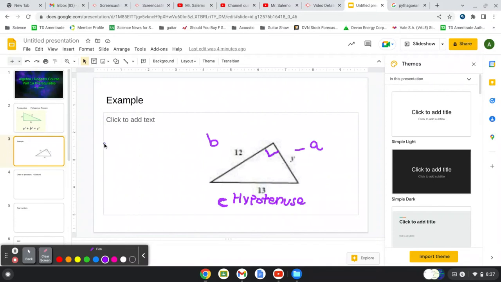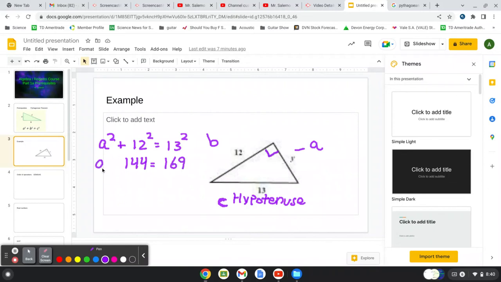So we don't know what A squared is, we'll just put A squared. B squared is 12, it's 12 squared. And it's going to equal, and we already know what the equal sign is, 13 squared. Okay, so we know 12 squared is 144, and 13 squared is 169. So we have those answers.